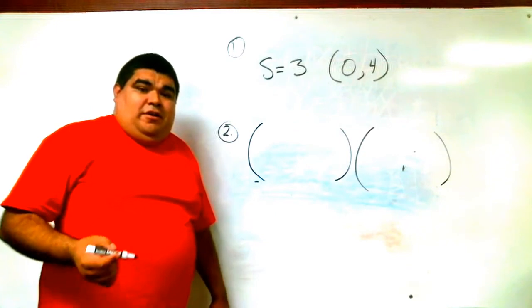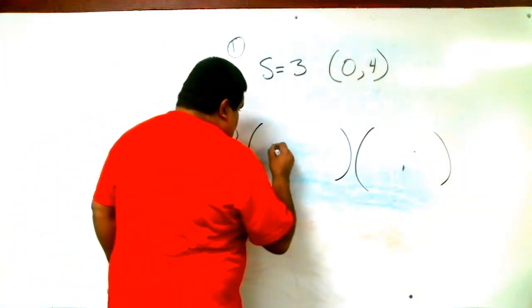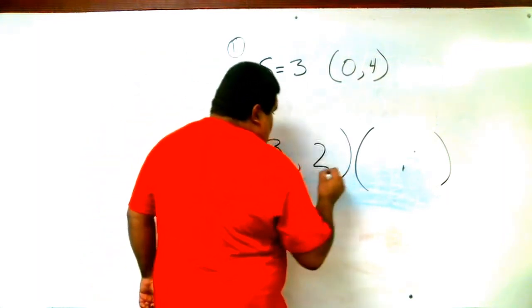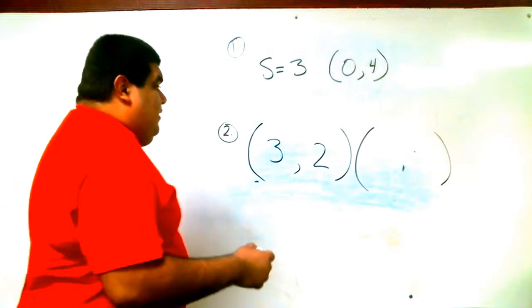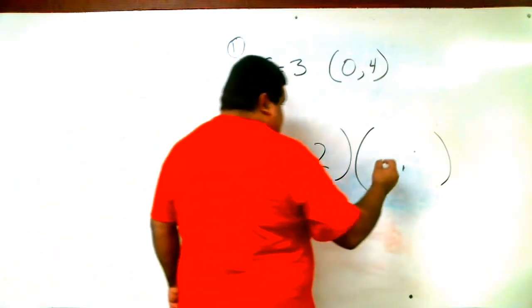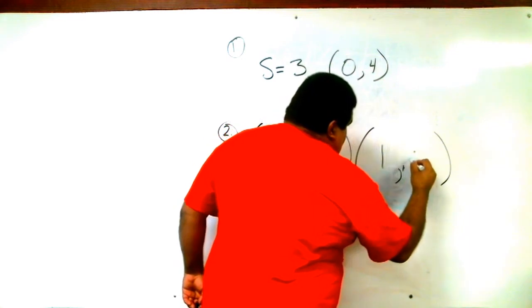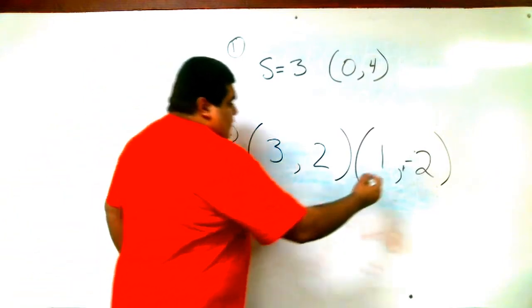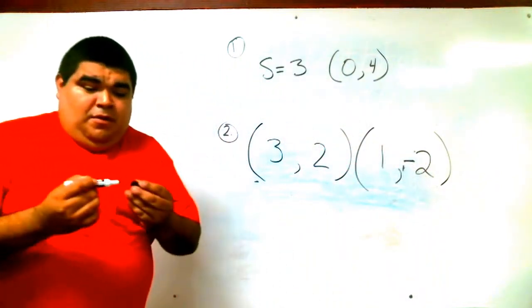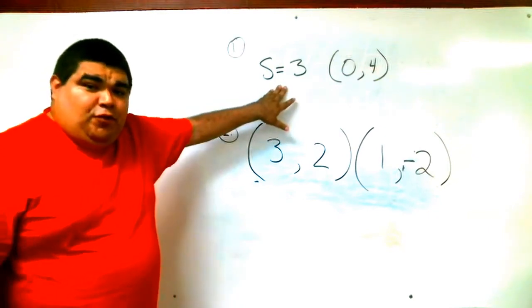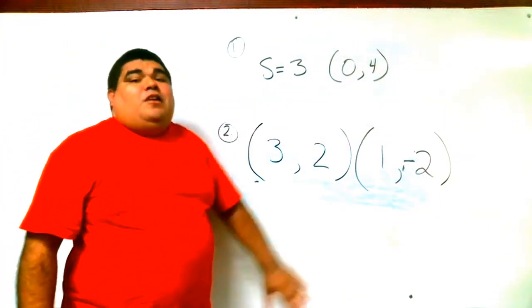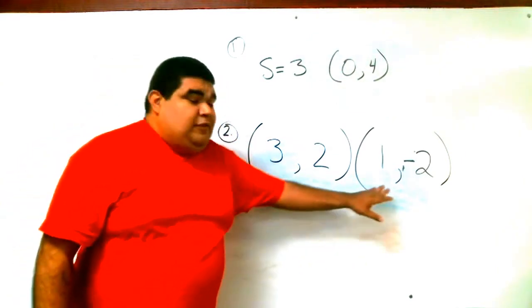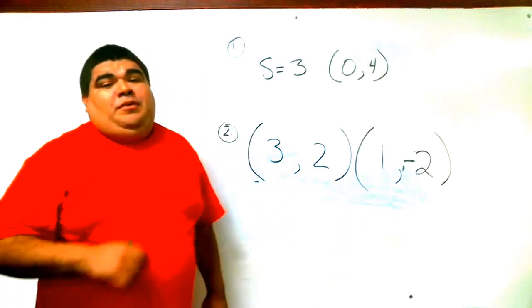Your points are 3, 2, and your second coordinate is going to be 1, -2. Okay? Remember, for the first one, the slope's already found for you. This is the coordinate you're going to use. For the second one, you have to find the slope first from last class. Then you're going to pick one of the 2 as your coordinate with your slope. Okay?